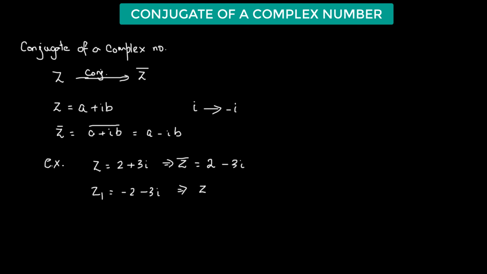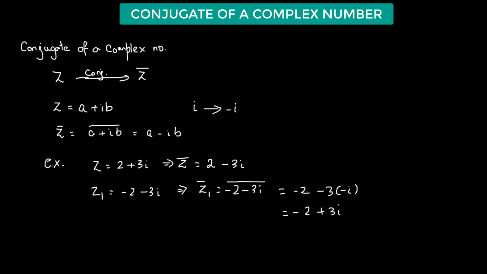Then its conjugate will be the conjugate of negative 2 minus 3i, and it won't be plus 2, it will stay as negative 2. There will be no change to the real part. The only change will be that we replace i by negative i, and that gives us negative 2 + 3i. So this is the conjugate of z1, which is negative 2 - 3i.